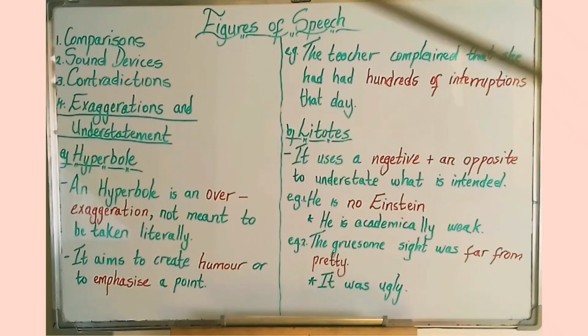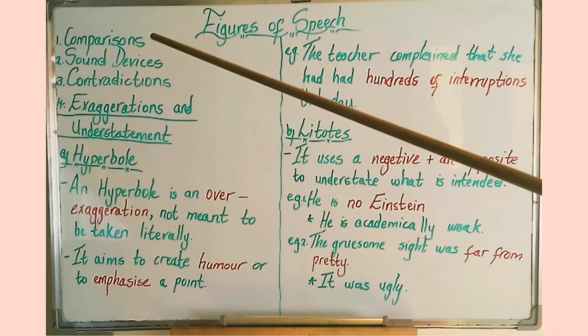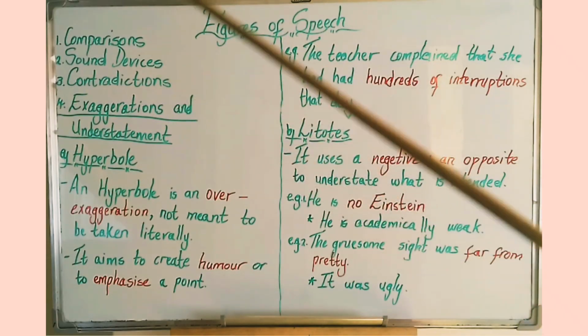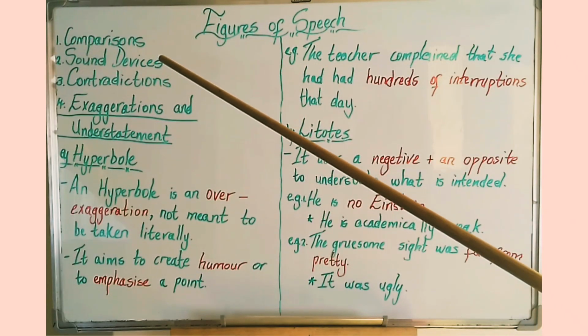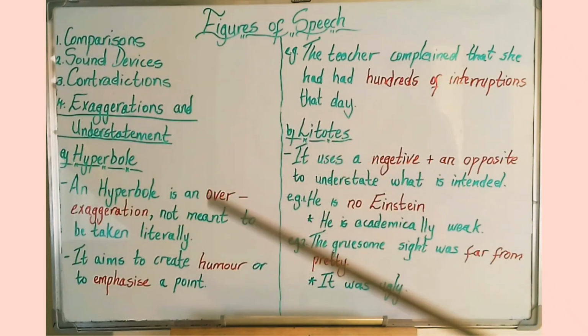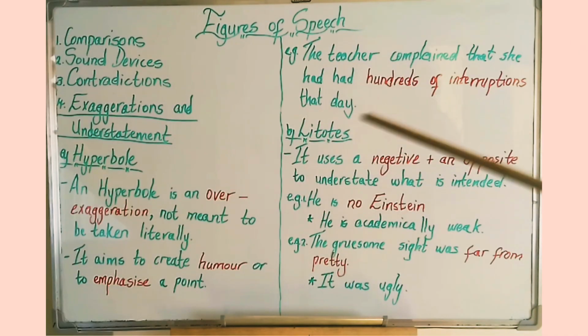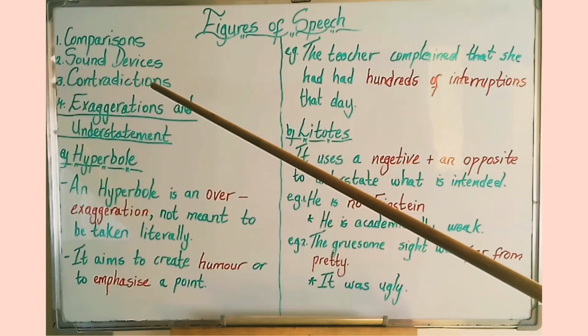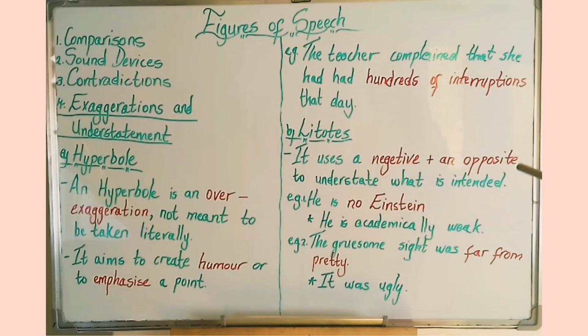So let's recap. We said number 1 is comparisons, and these are used to compare 2 objects, animate or inanimate, in direct or indirect ways. Then we learned about number 2, which is sound devices, and we learned that there are letters in a sentence that make special sound effects. Then we learned about number 3, which is contradictions, and we learned that these are figures of speech that appear to contain conflicting or opposing ideas.